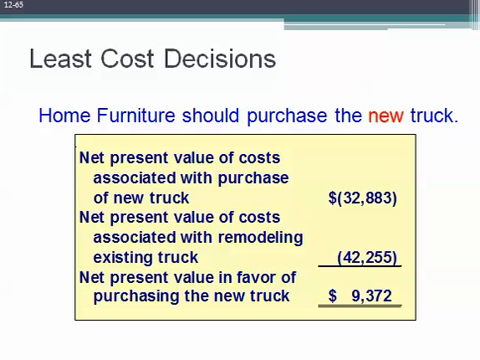Some other examples of least cost decisions might be needing to install safety equipment and needing to install pollution control equipment mandated by the EPA. Again, given a choice, we wouldn't do it since it involves a cash outlay or cost. But if we have to do it, we want to pick the alternative that has the lowest cost on a net present value basis.